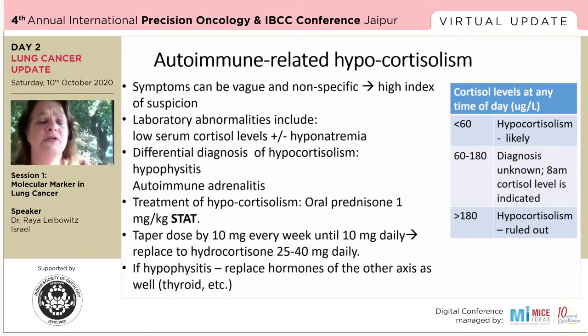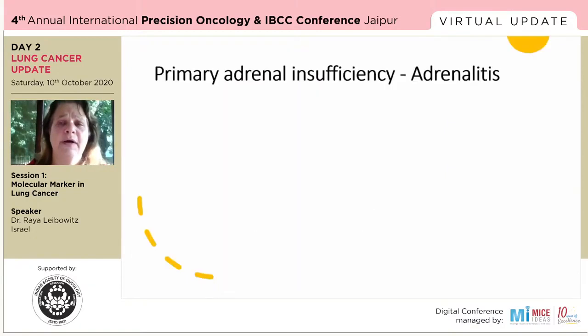And of course, we taper the dose until eventually we replace it with hydrocortisone at 24 to 40 milligrams daily or prednisone 10, whatever you're regularly doing. And of course, if it's a hypophysitis, we replace all hormones along all the axes that are hit.